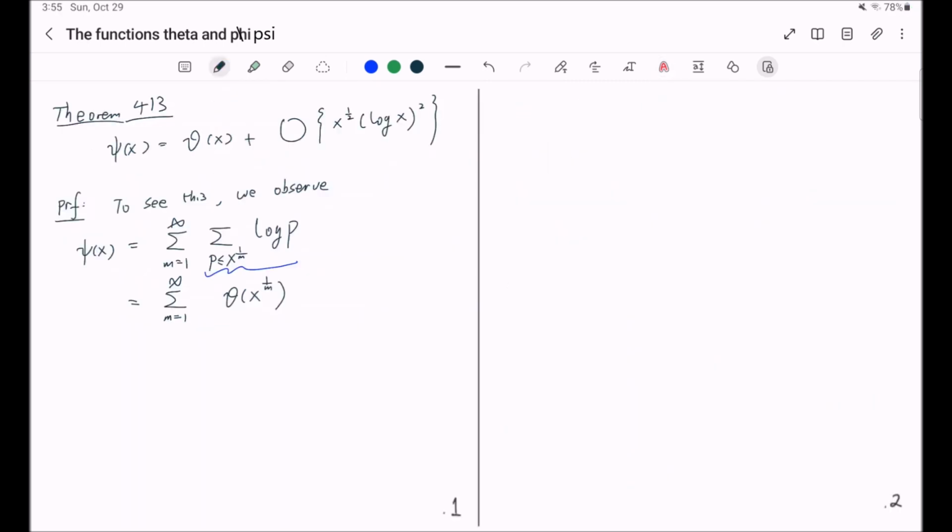And now let's continue this argument. As we discussed above, the sum is actually a finite sum, and it will terminate when x to the 1 over m is less than 2. So we are really summing over those m's with x to the 1 over m bigger than or equal to 2. And this is a finite sum.